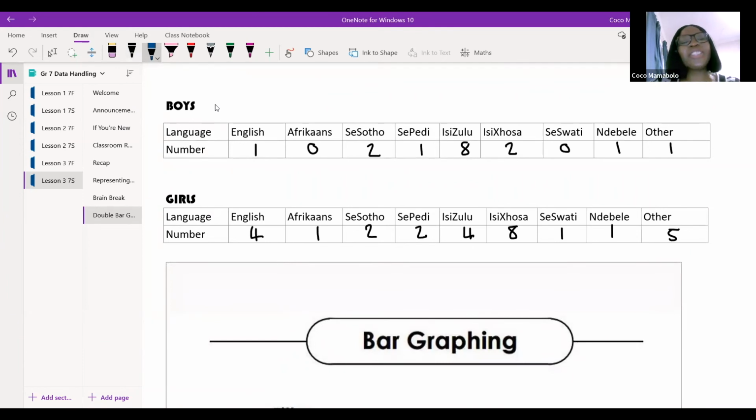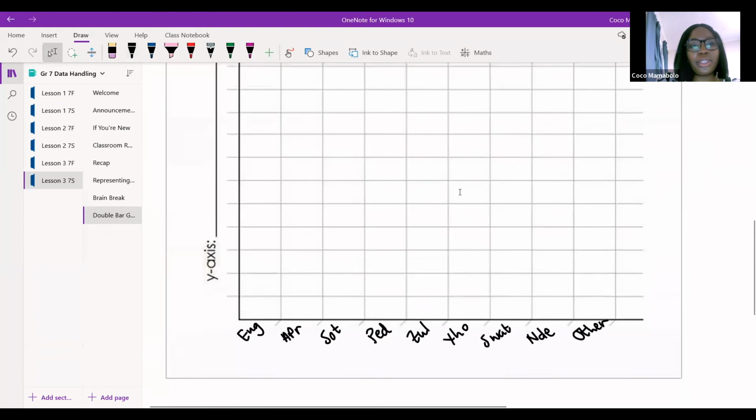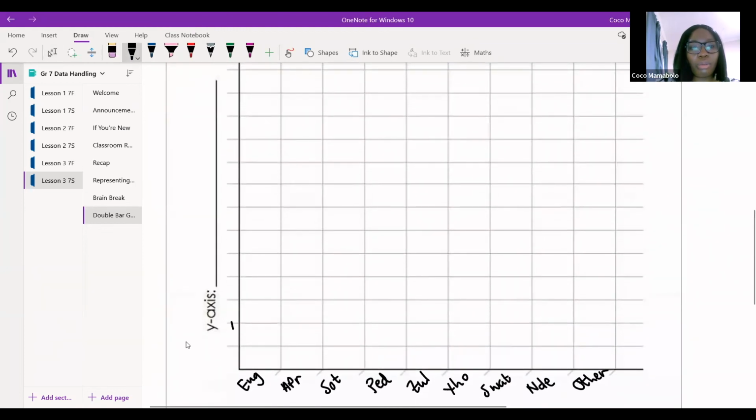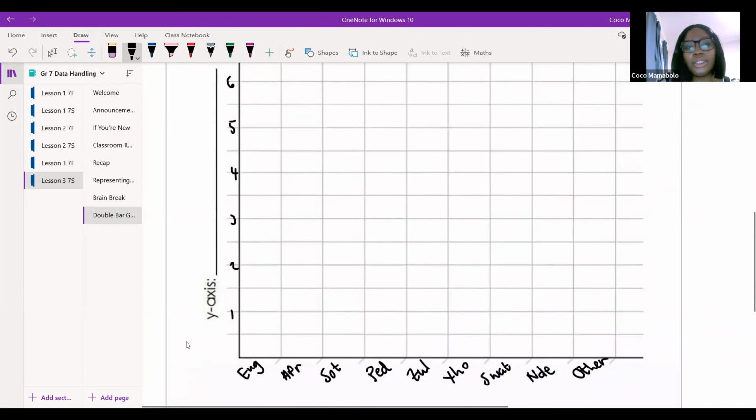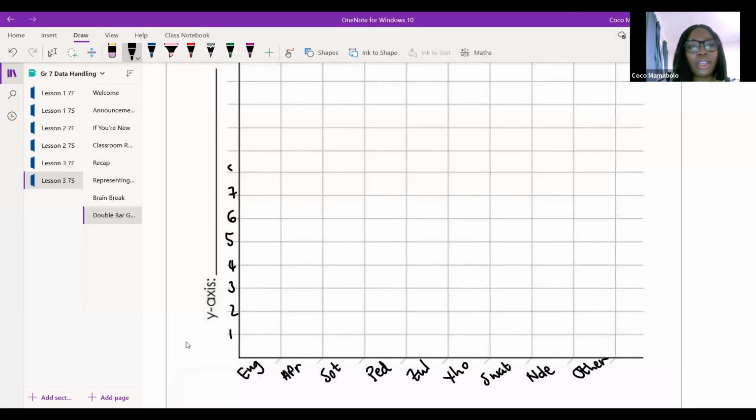How do we know? All right, so boys, we've got 1 English speaker, but because we've got so many of you guys, I think I'm gonna do it again in ones. Oh no, I can actually do it in 2s this time. Excellent. Okay, so I can go 1, 2, 3, 4, 5, 6. Oh no, I can't. Okay. I'm gonna have to cut it short. I'm gonna have to go 1, 2, 3, 4, 5, 6, 7, 8. And over here on my y-axis, again, I'm gonna put number of people.